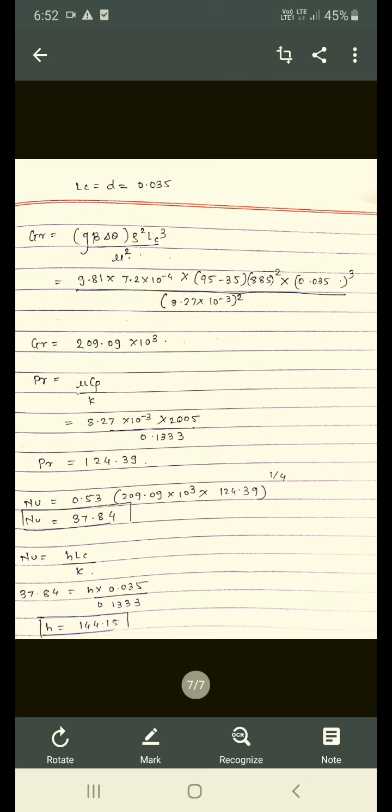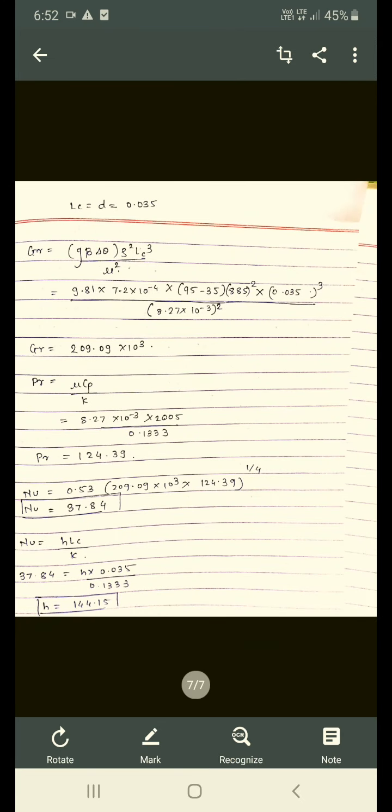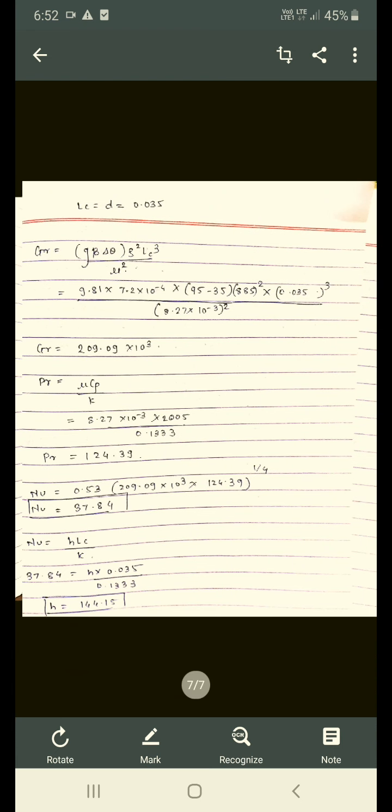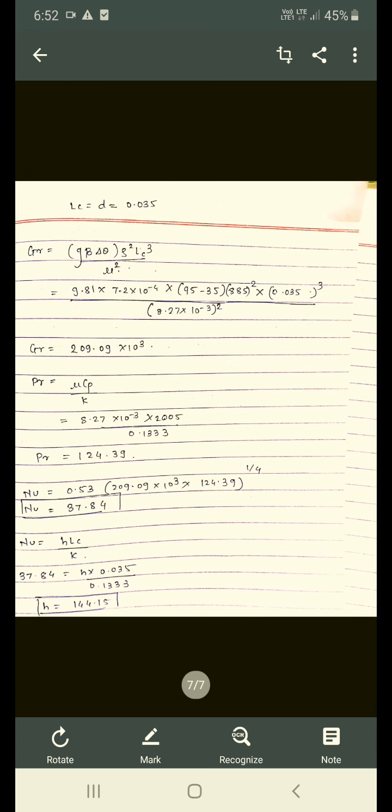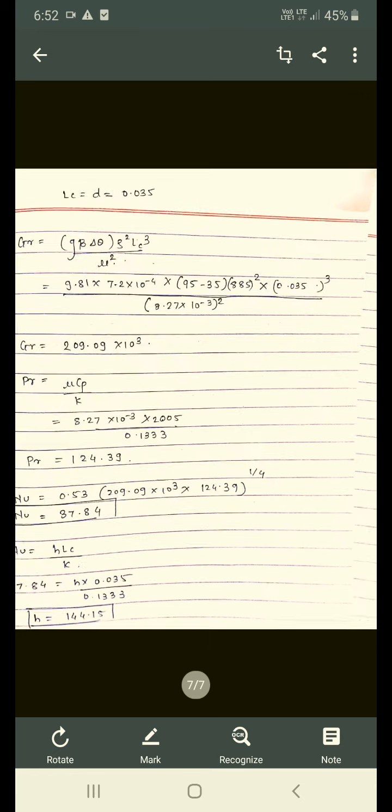GR, that is the Grashof number, is equal to G beta delta theta, rho square LC cube divided by mu square. As we know all the values and have calculated beta, put all these values over here. We will get the Grashof number as 209.09 into 10 raised to 3. The Prandtl number PR we will also require. The Prandtl number is mu Cp divided by K. We have the values of mu, Cp and K. Put all these values and we will get the Prandtl number.